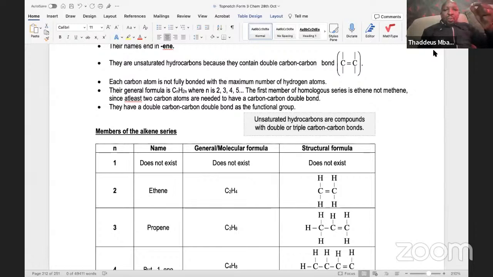The functional group is the most active site. It's the one that causes the compound to have a lot of reactions. So it is the active site of the compound. So the functional group is what causes the alkene to be highly reactive. As you saw with alkanes, do alkanes have a functional group?